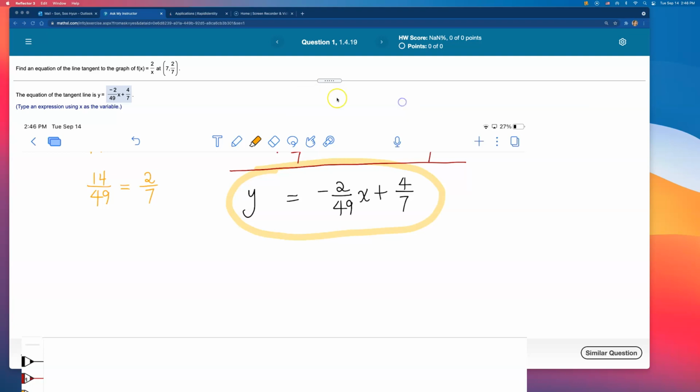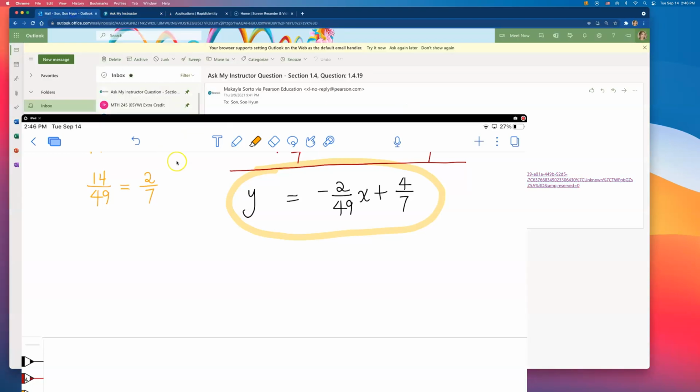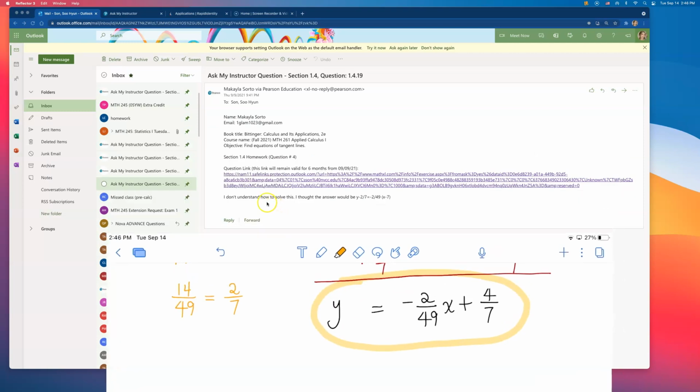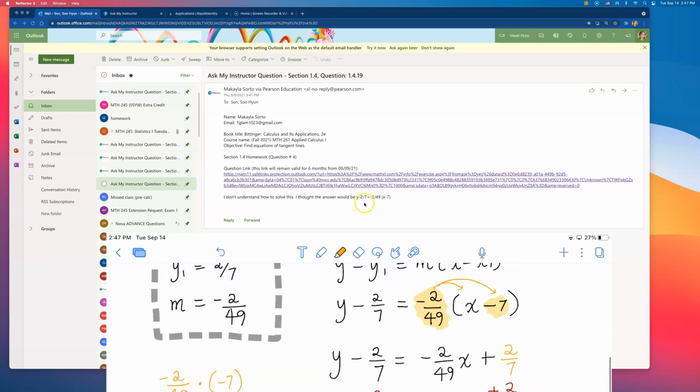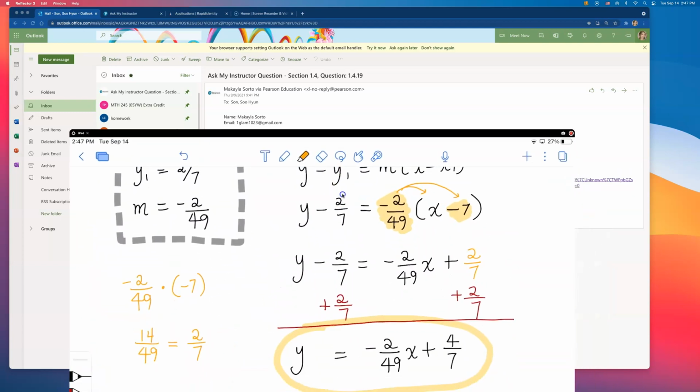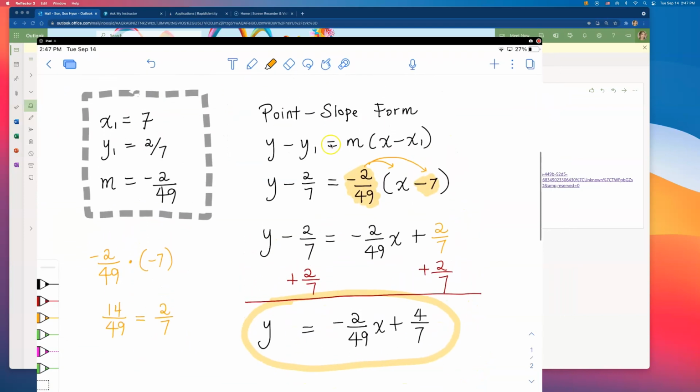Hold on. And if I check her question one more time, she was asking, I don't understand how to solve this. I thought the answer would be, oh, you know what? I didn't have to do all that because she knew how to write this. She wrote this in point slope form. That is good. So Michaela, I'm so sorry. I was going on and on. You knew the calculus part. It was just rewriting this. So all you needed to do was to distribute and add 2 over 7. You were just 2 steps away from getting the correct answer.